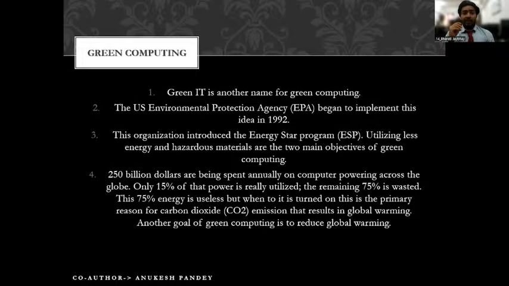What is green computing? Green computing is also known as green IT. The US Environmental Protection Agency, EPA, began this idea in 1992. The organization introduced the Energy Star program. Utilizing less energy and hazardous materials are the two main objectives of green computing. $250 billion is spent annually on computer power globally.